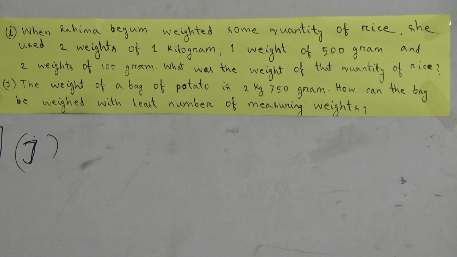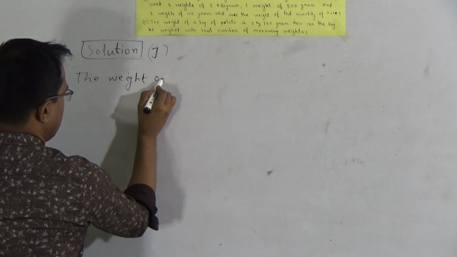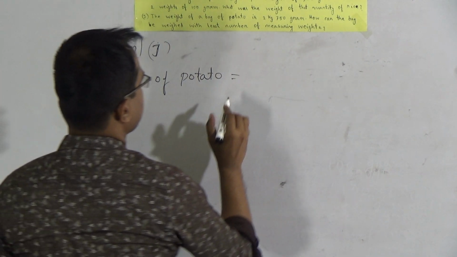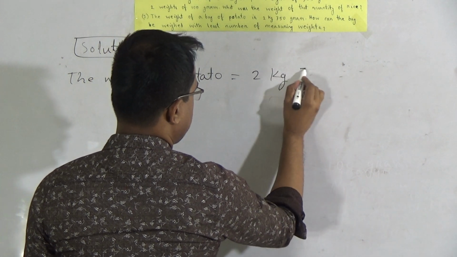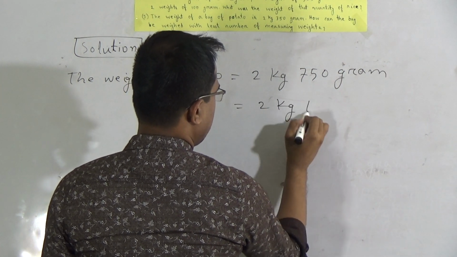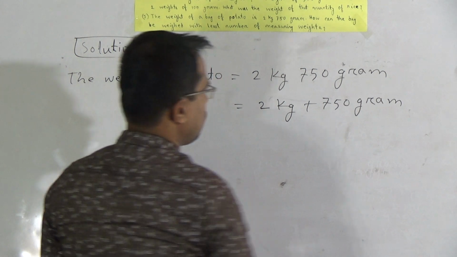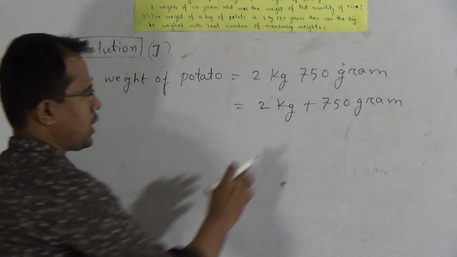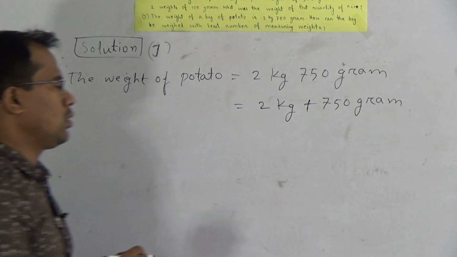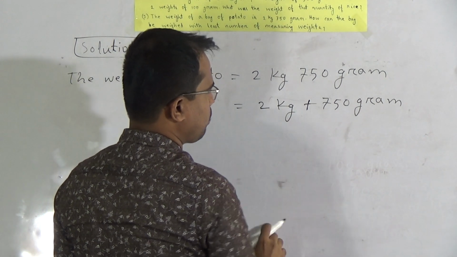Here the weight of potato is equal to 2 kg plus 750 gram. For measuring 2 kg we need 2 weights of 1 kg, but for measuring 750 gram, how many weights do we need? We know that there does not exist a weight of 750 grams. So we have to divide 750 into some small weights.